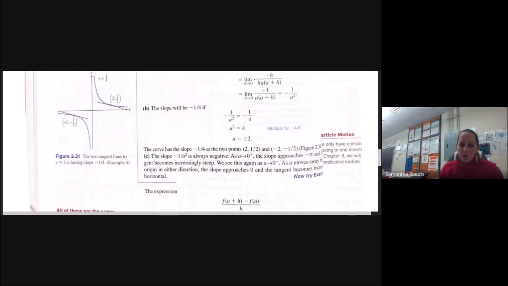So the slope of negative 1 over a squared is always negative. As a approaches 0 from the right, the slope approaches negative infinity and the tangent becomes increasingly steep. Okay, we see this again as a approaches 0 from the left. As a moves away from the origin in either direction, the slope approaches 0 and the tangent becomes increasingly horizontal.